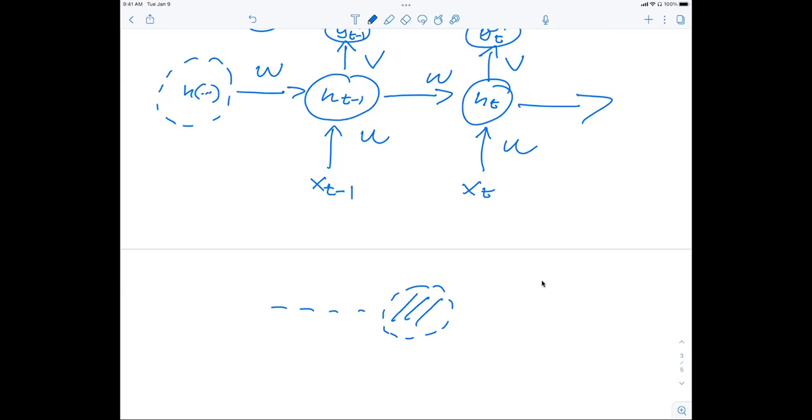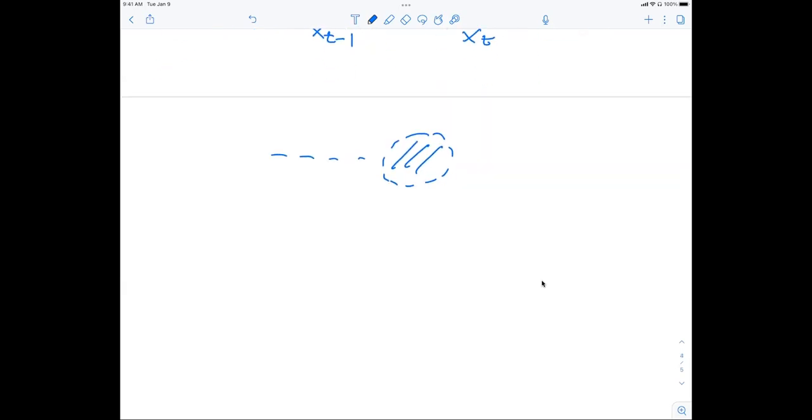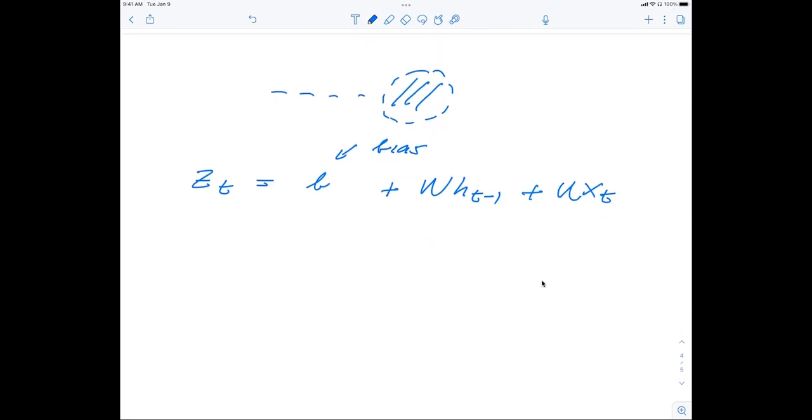And what we need to do then is to train these different parameters. So the parameters which we need are to set up some z of t. We need to define that one, and that's going to have a bias. We are going to have a weight, W, which links with the previous hidden layer, t minus 1. And then we have a matrix U, which links with the input x of t, the input at time step t.